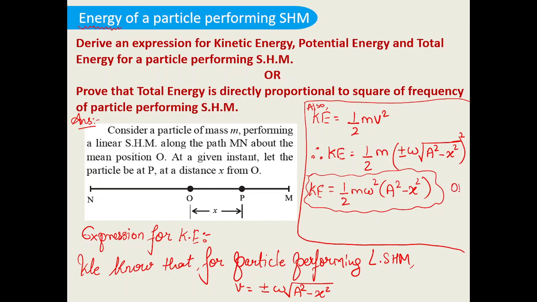Or you can write the kinetic energy in terms of K, where K is the force constant. So in half m into omega square, m into omega square is actually equal to K. So I can say half K into a square minus x square. That's another way of expressing the kinetic energy. These are the two formulas of kinetic energy for a particle performing linear SHM.